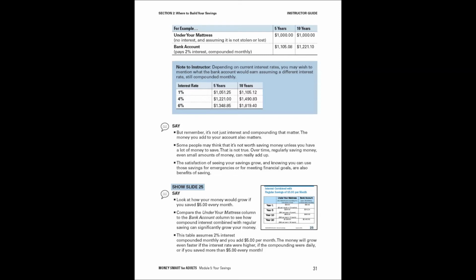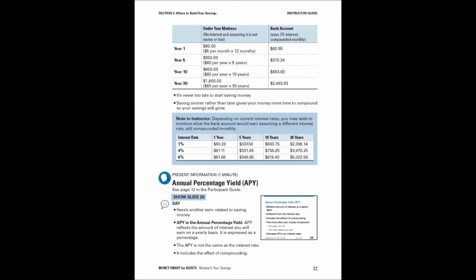There is another point to say here on page 31. It's really about that it's not just the interest and compounding that matter. It's also about the money that's being contributed to the account also. And so you want participants to understand how that works. And so showing slide number 25, now we have an example with a $5 contribution being saved every month. And so the comparison here, same thing with under the mattress, and then we have the bank account.